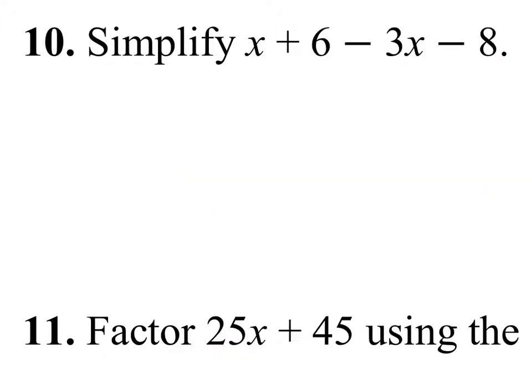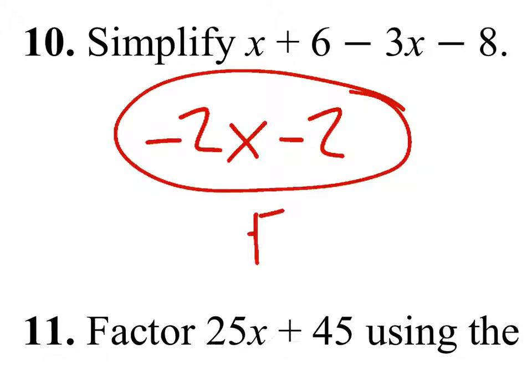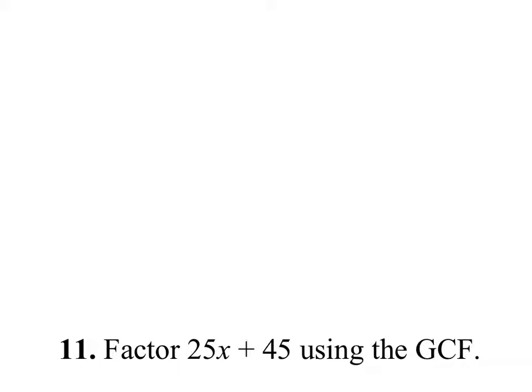All right, good luck. So you take x minus 3x, which is negative 2x, and then 6 minus 8 is negative 2. So that's how you get that answer. All right, next.